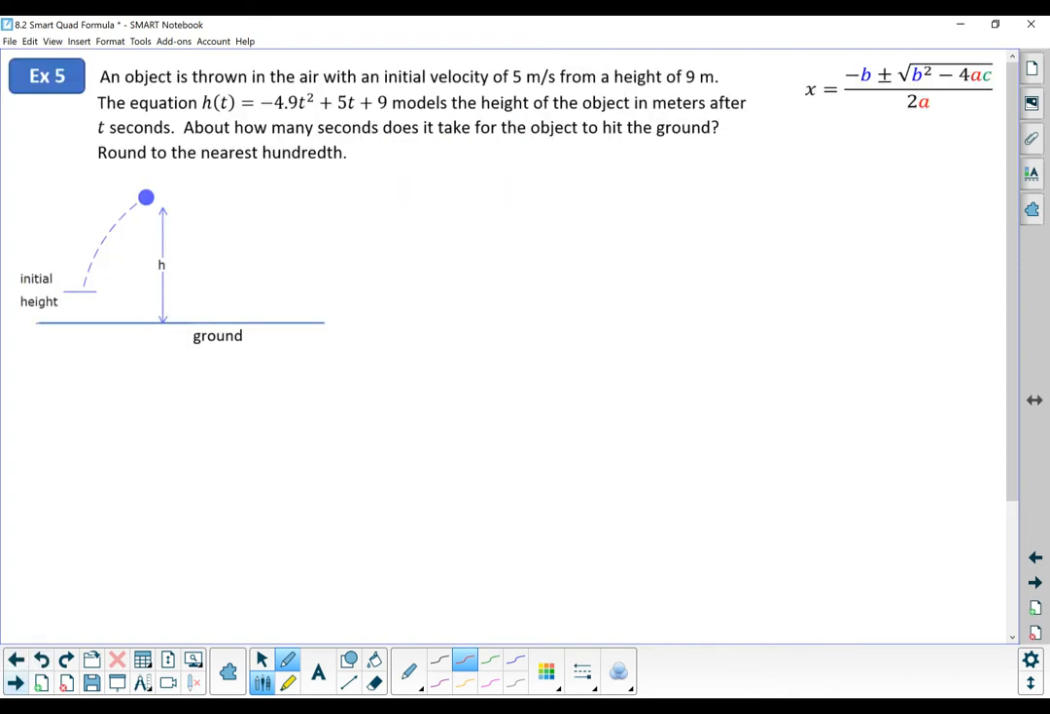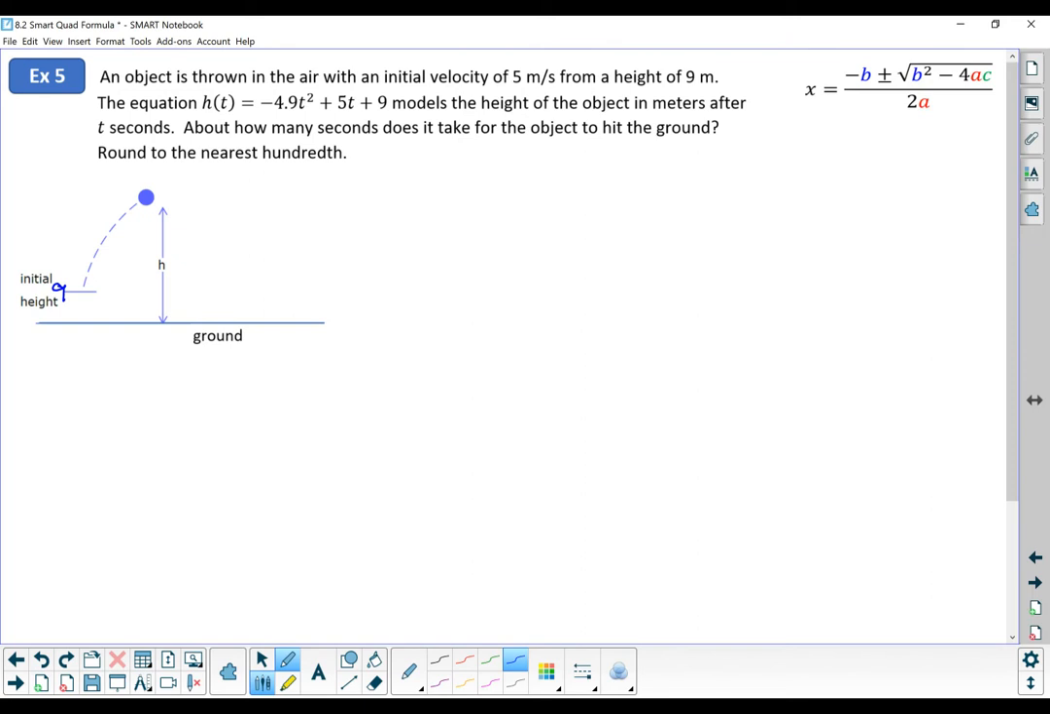All right, so a lot of problems are able to be modeled and solved using quadratics. In this case, we have an object being thrown into the air with an initial velocity of 5 meters per second from a height of 9 meters. So I'm going to put a 9 right there.